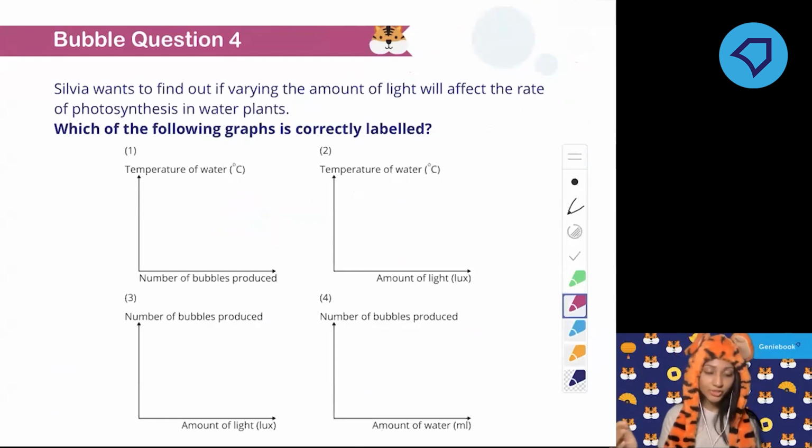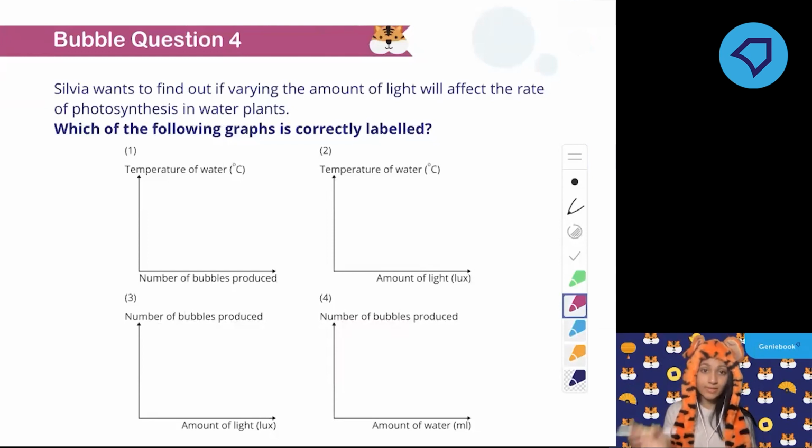Next, still a graph question. Sylvia wants to find out if varying the amount of light will affect the rate of photosynthesis in water plants. Which of the following graphs is correctly labeled? So this time round, they didn't draw the data. They just want you to tell what is the correct label for the axis.